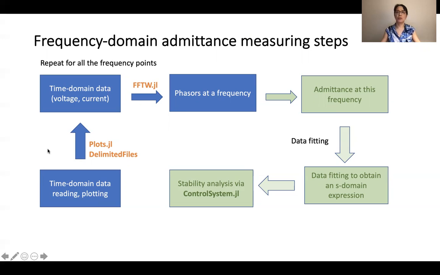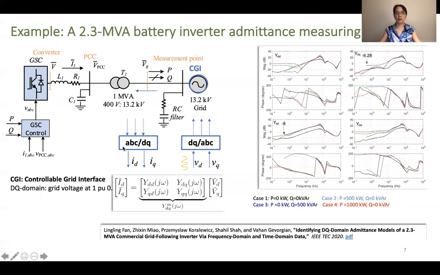Previously, people usually used Python and the relevant packages to do it. A lot of people do Python. So here, I tried Julia and found it is great. Essentially, we just have lots of time domain data we have to read in and lots of frequency points.